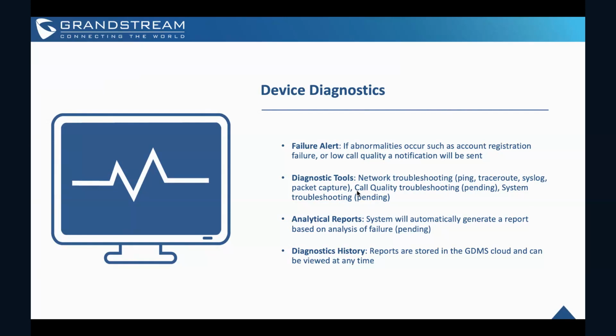Diagnostic tools, I've touched on this briefly before, but things like network troubleshooting. We can remotely perform pings. We can do trace routes, syslogs, packet capture. We can do call quality troubleshooting, which is a pending feature, and then also some system troubleshooting. So what this is allowing us to do is if there is an issue at a customer site or if it's within your own organization at one of your own sites, you can start to do analysis and diagnostics and some rectification works without necessarily having to make that trip to site.